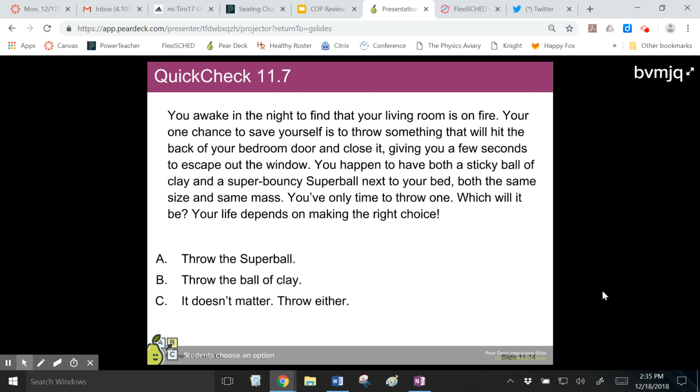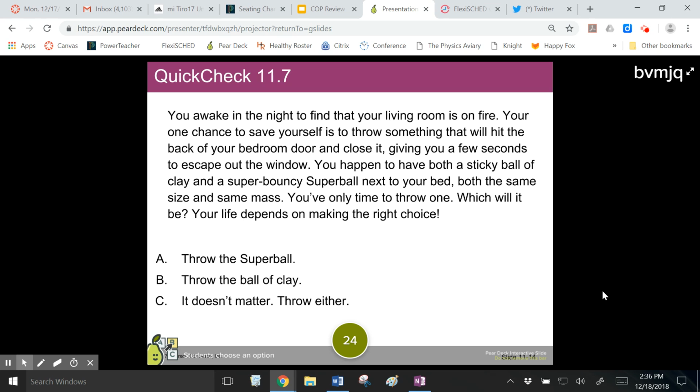All right. You awake in the night to find that your living room is on fire. You have one chance to save yourself. It's to throw something that hits the back of the bedroom door and closes it, giving you a few seconds to escape out the window. You happen to have both a sticky ball of clay and a super bouncy super ball next to your bed. They're on different sides of the bed, of course. Both have the same size and same mass. You only have time to throw one. Which will it be? Your life depends on making the right choice. All right, let's see where you land. I'm going to put a time constraint on it here. Pressure. This is your life.